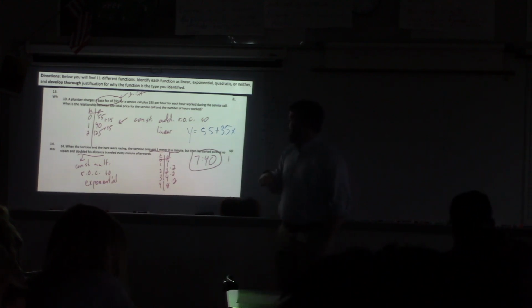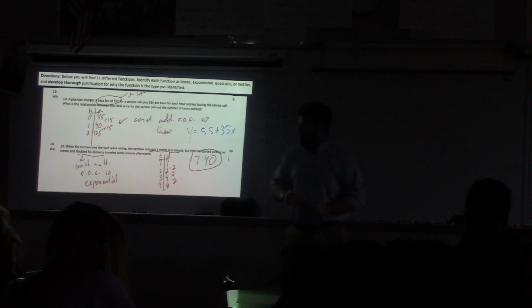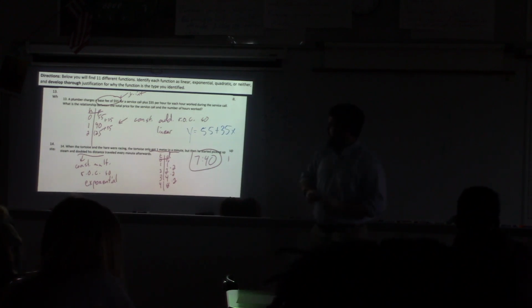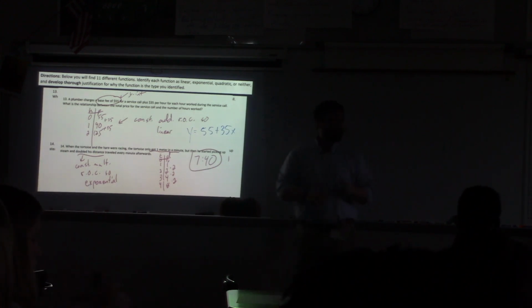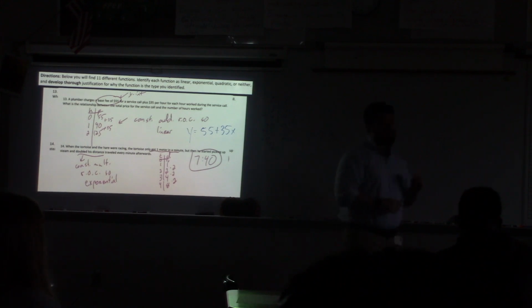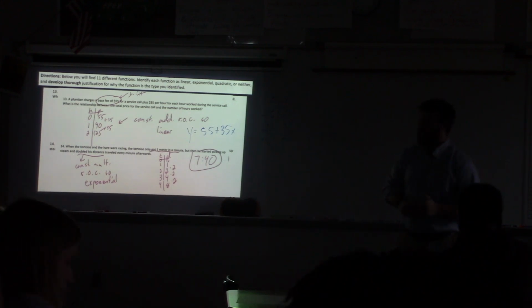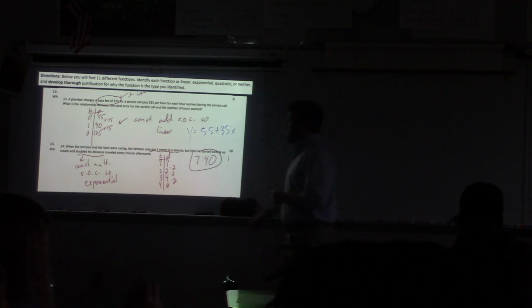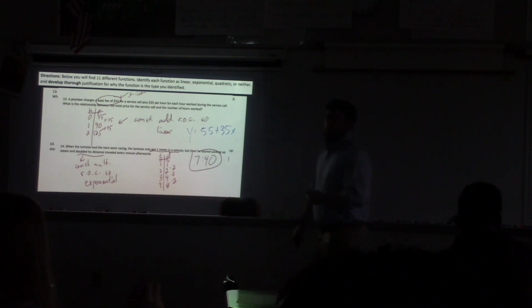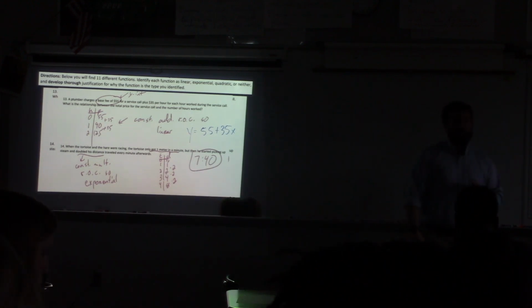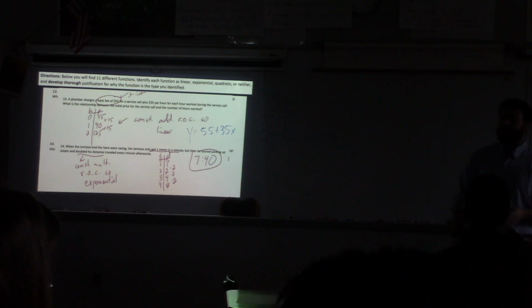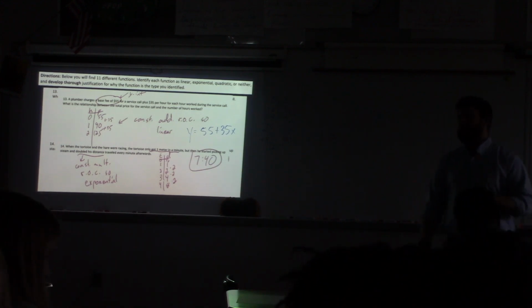Starting value of 55. Yeah, 90 plus 35, because we're repeatedly adding 35 every time, right? So that constant added rate of change by 35. Okay. Are there any final lingering questions about identifying linear, exponential, or quadratic functions?